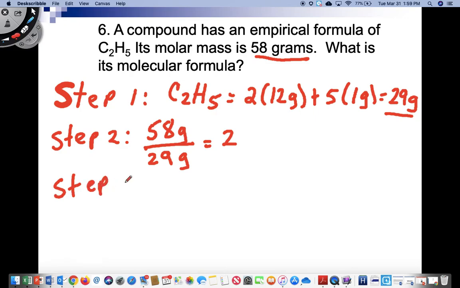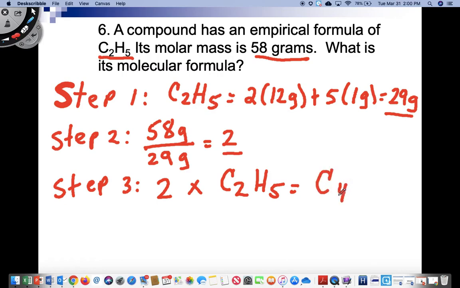So for step 3, you now have to multiply the empirical formula by that number. So you take the number 2 that you just calculated, and you multiply that back to the empirical formula that they gave you, which is C2H5. So 2 multiplied by 2 carbons gives you 4, and 2 multiplied by 5 hydrogens gives you 10. So then that means that your molecular formula is C4H10, and you can circle that.